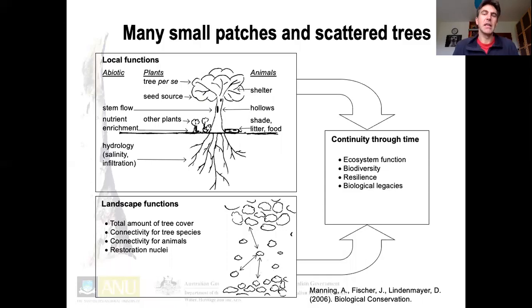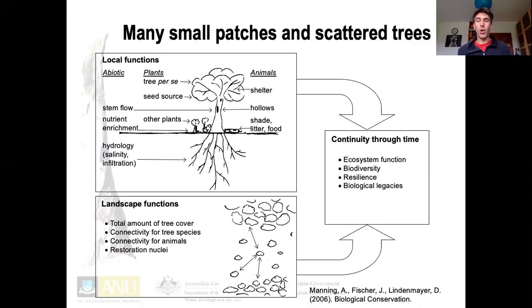And interestingly, I would argue that an isolated tree actually is disproportionately important. It fulfills a keystone role, people have sometimes said, relative to an additional tree added to an already large patch. So imagine you're putting a tree in the middle of nowhere.